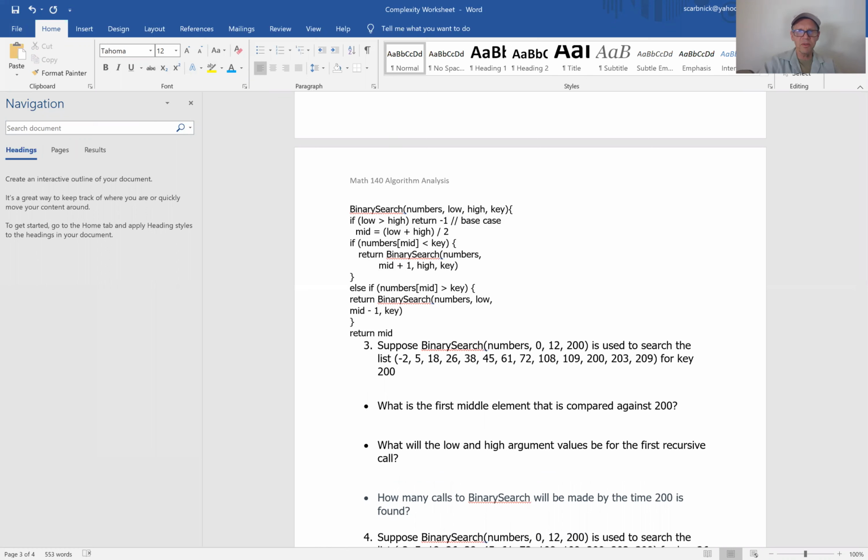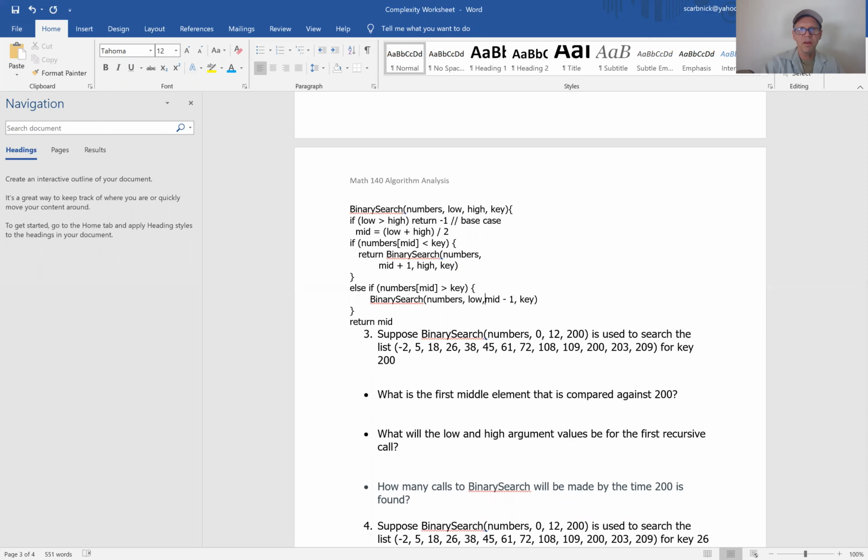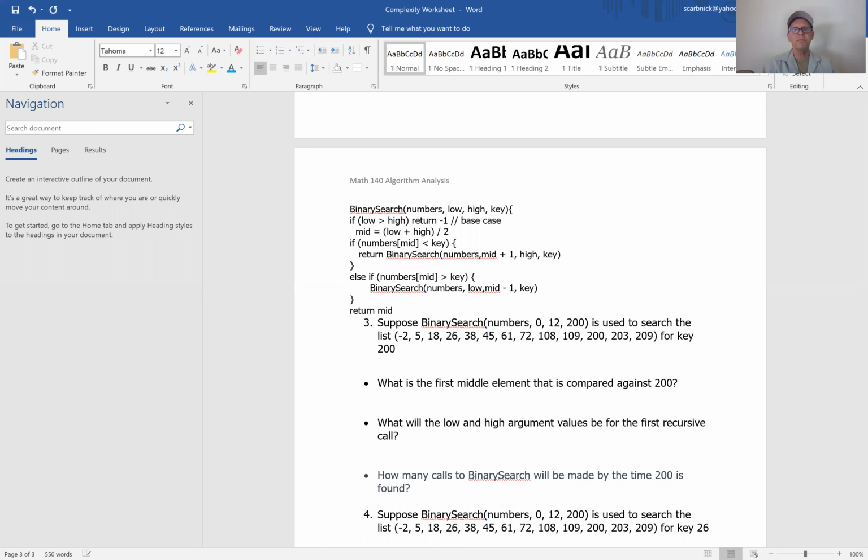This is straight out of zyBooks too. So this is the pseudocode. Notice that this is not real Java code. This is actually pseudocode. And so this next problem is going to basically use this pseudocode. So remember, binary search allows us to look for a value or key inside an ordered list. The numbers in this case is an array of integers, and it has to be sorted in ascending order. And if it's not, it doesn't work. Okay, so let's just see if we can at least do one. I might just do one of these problems.